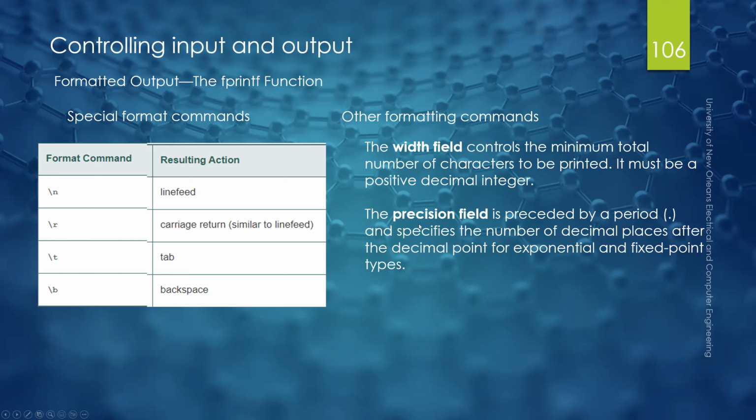The precision field is preceded by a period and specifies the number of decimal places after the decimal point. And this is for exponential and for fixed point data types. So the precision field basically tells MATLAB how many decimal places you want to see. Okay, we'll see a few examples in the next slide.